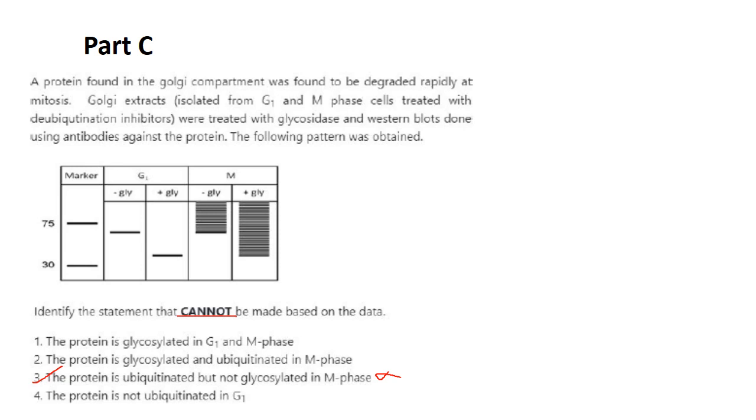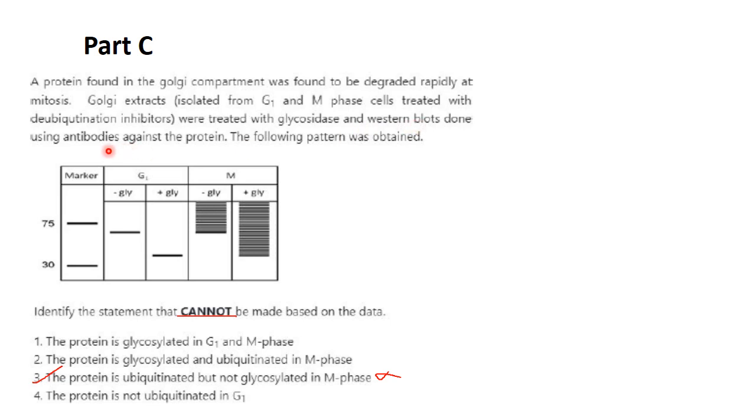Next question. A protein found in the Golgi compartment was found to be degraded rapidly at mitosis. The Golgi extracts isolated from G1 and M phase cells were treated with de-ubiquitination inhibitors. So those which remove ubiquitin molecules have been blocked. So ubiquitin will be attached once you use de-ubiquitination inhibitors. They were treated with glycosidase. Now why treatment with glycosidase? Because in the Golgi apparatus, there is O-linked glycosylation taking place. So protein molecules have glycans attached to them.